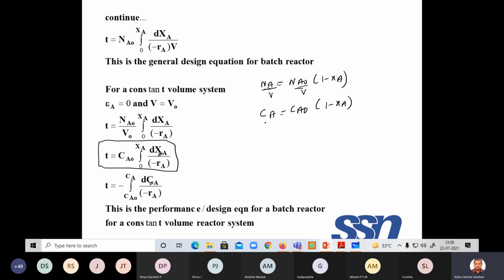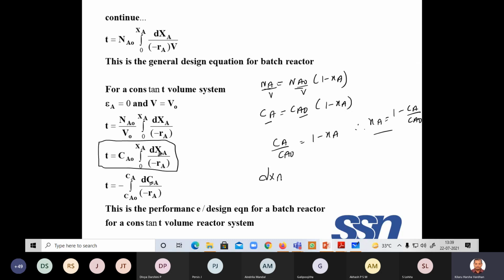Like the same thing, the final concentration is the initial concentration times 1 minus Xa. Now we want Xa here, right? We want Xa. So we can write Ca by Ca naught is equal to 1 minus Xa. That is equal to, if you write Xa as 1 minus Ca by Ca naught. Can we write it like this from this equation? Now Xa is 1 minus Ca by Ca naught.